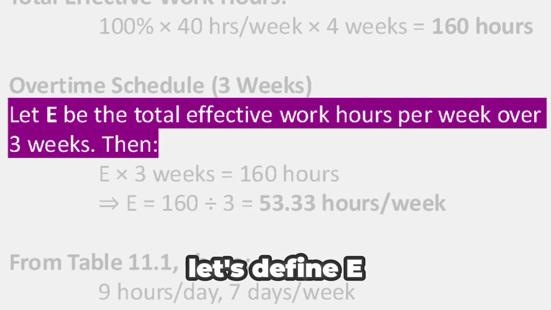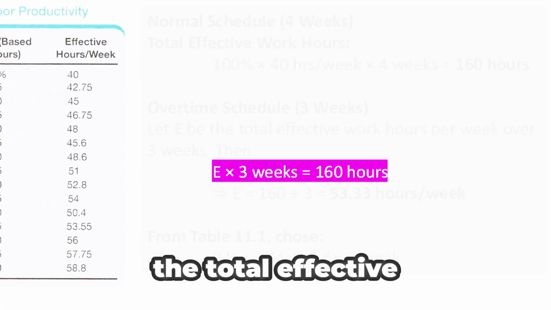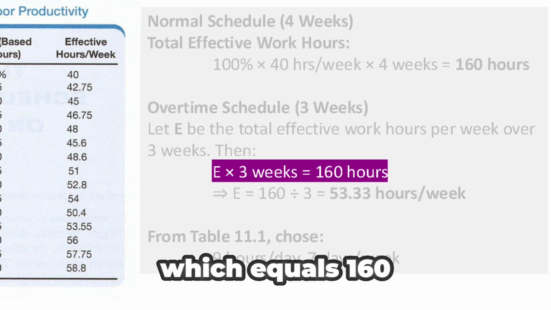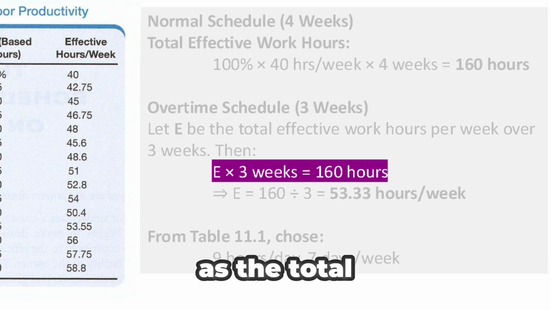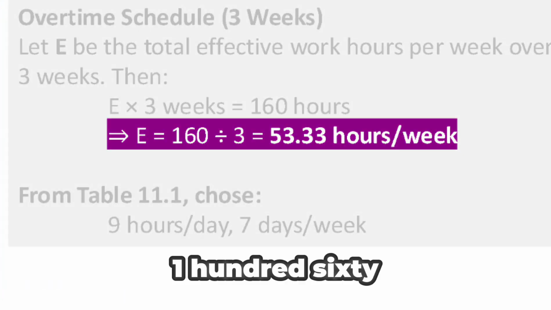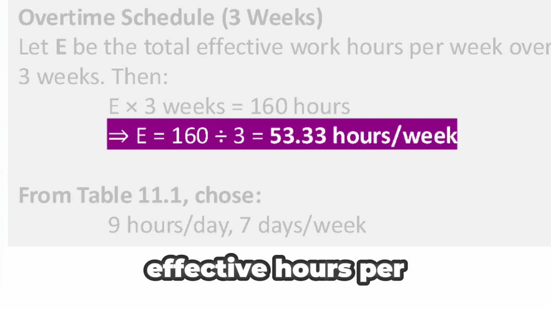Let's define E as the number of effective hours required per week over 3 weeks. The total effective hours will be E multiplied by 3 weeks, which equals 160 hours under normal conditions, as the total amount of work remains unchanged. So, E equals 160 divided by 3, which gives us 53.33 effective hours per week.